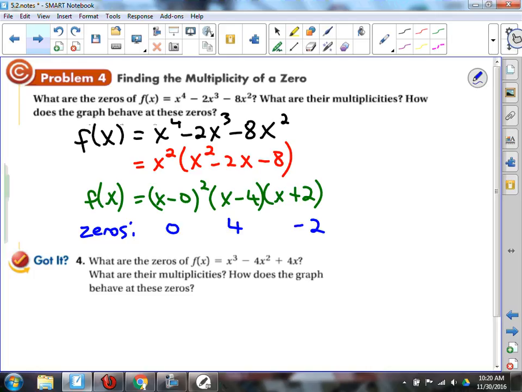The question goes on to say, what are their multiplicities? It's kind of weird. If the zero only happens once, we really don't need to mention it, but they say, what are the multiplicities? Well, for the 4 and the negative 2, their multiplicities are just once. It's a singular zero there. It only happens one time. The graph's going to look linear at that point. What about the 0? That multiplicity is a multiplicity of 2.